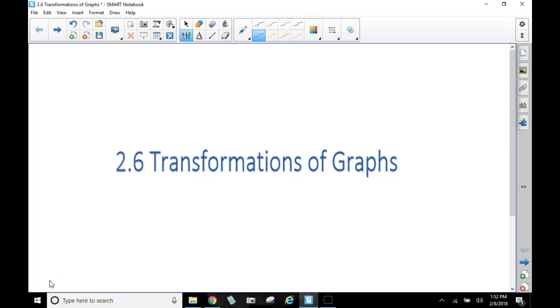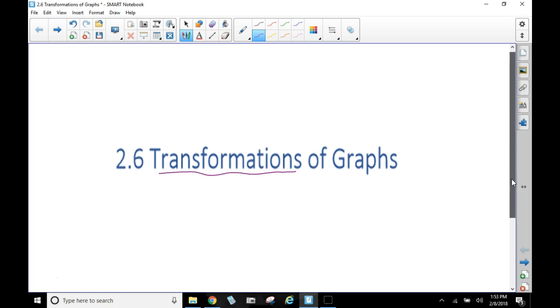Okay, so in section 2.6, we're going to be looking at a quick and efficient way to graph several equations. If you know some basic parent function graphs, as well as the rules associated with certain types of transformations, you are going to be able to quickly and easily, hopefully, graph a lot of different functions.